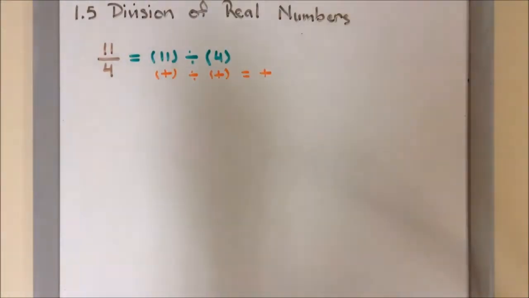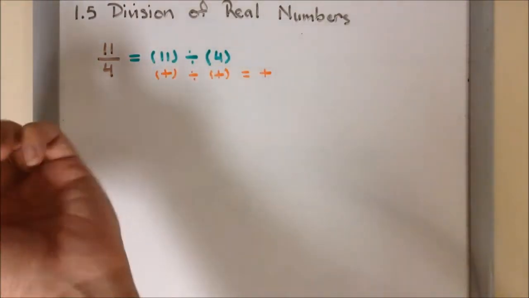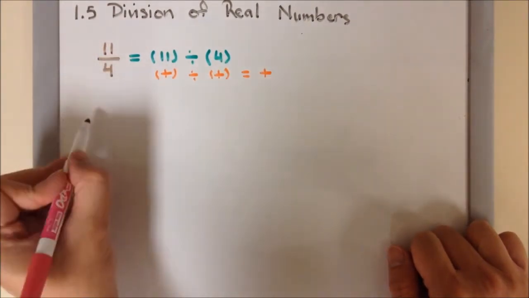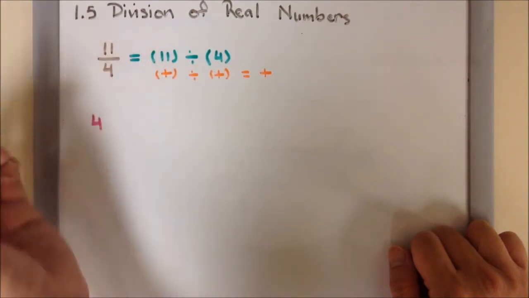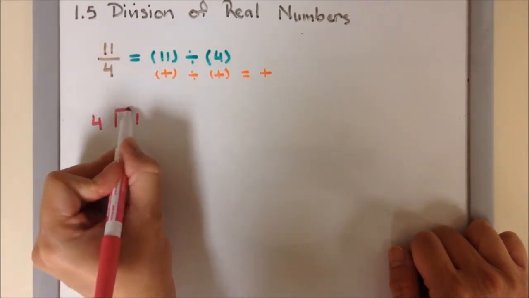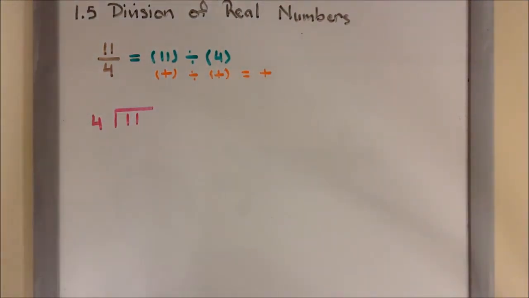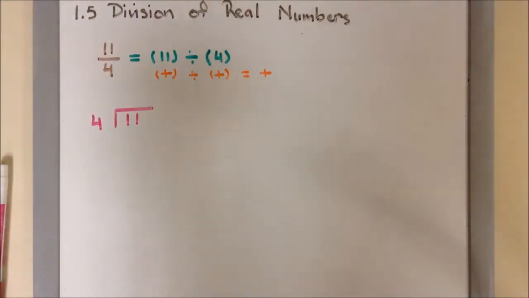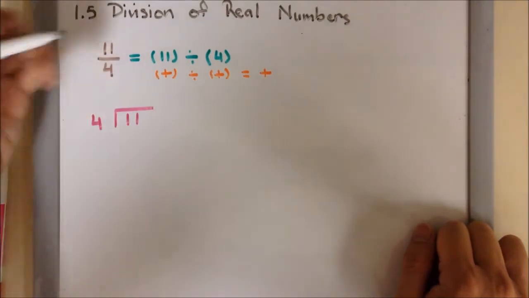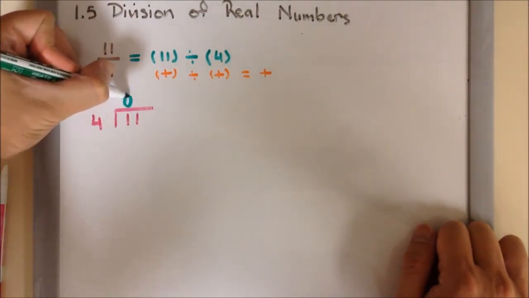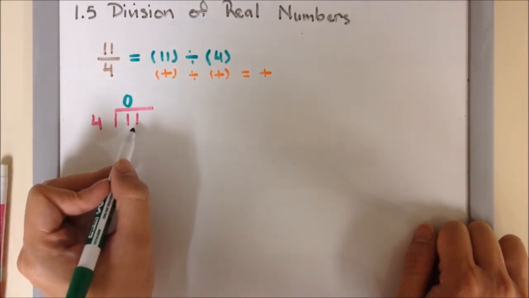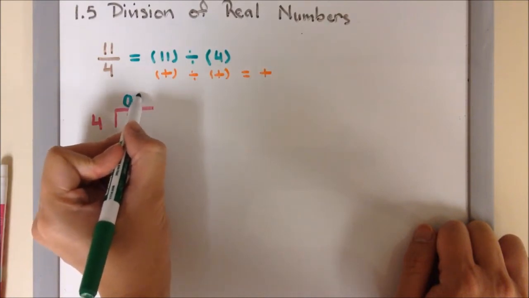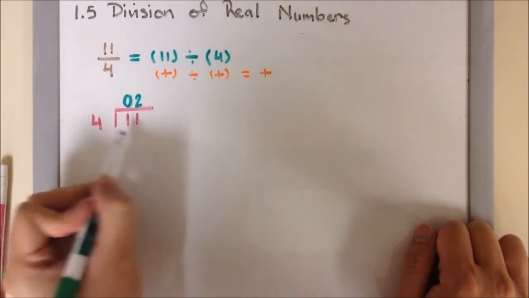Alright, I'm going to set it up. Our second number in division, or our denominator in the fraction, goes outside. Our first number in division, or the numerator in the fraction, goes inside. Alright, now check. Does 4 go into 1? It does not, so I'm going to put a 0 on the first one, and then I'll bring down the second number, making it 11. Does 4 go into 11? It does. It goes into 11 two times. So 2 times 4 is 8.